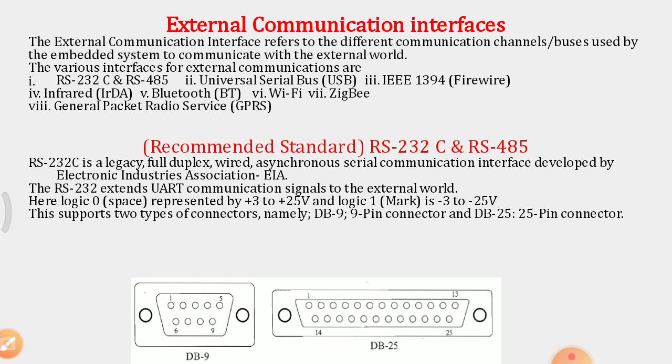In the DB9 there are a total of 9 pins. On top, 5 pins are there from left to right, 1 2 3 4 5, and on the bottom 4 pins are there from left to right, 6 7 8 9. How the communication is going to happen with this, we'll see in the next slide.